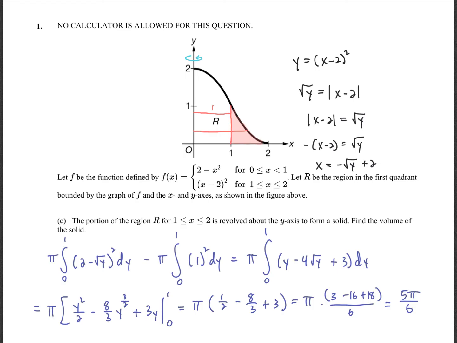Yeah, so the answer key is wrong. They didn't include this negative like you need to include. So this is the right answer. They had 37 pi over 6 because they had this as positive, but that shouldn't be positive. That should be negative.